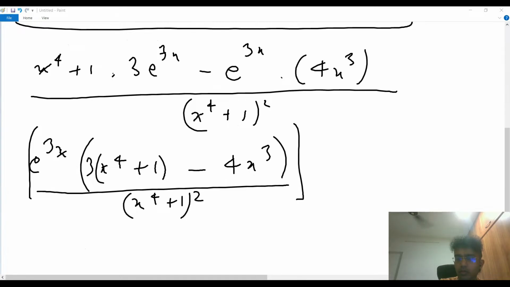E raised to 3x, I'm just reading your answer, Janika. E raised to 3x into 3x raised to 4 plus 3. Correct. Correct, Janika. Your answer is correct. Perfect. Congratulations. Okay? That's right. Okay. Let's take the next problem.